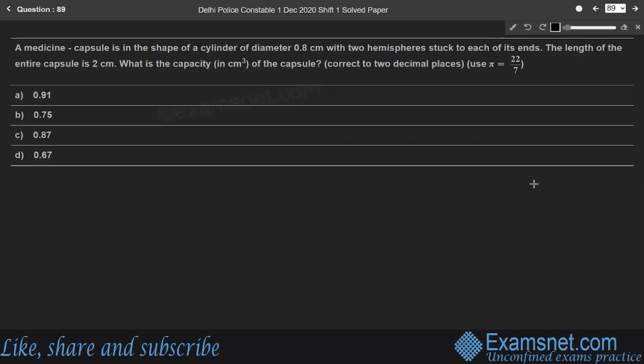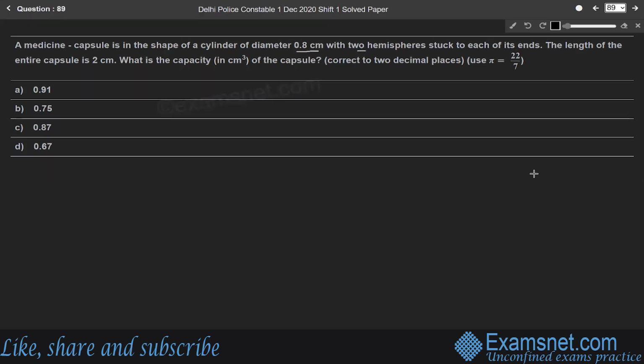Question 89. A medicine capsule is in the shape of a cylinder of diameter 0.8 centimeter with two hemispheres stuck to each of its ends. The length of the entire capsule is 2 centimeter. What is the capacity of the capsule in centimeter cube, correct to two decimal places? Use pi as 22 by 7.